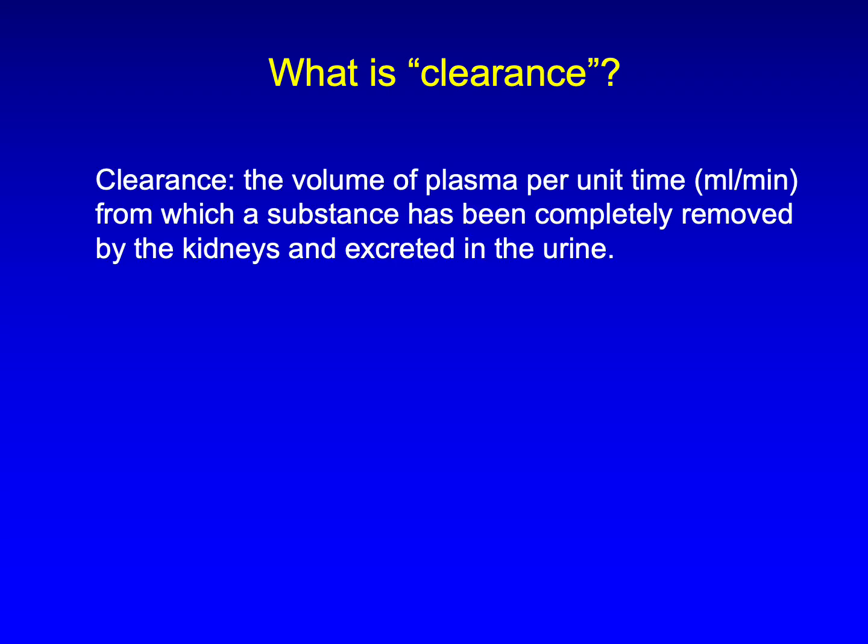The definition of clearance is the volume of plasma per unit of time, usually in mLs per minute, from which a substance has been completely removed by the kidneys and excreted in the urine. Say you have a toxin called X in your body and your kidneys are supposed to be getting rid of it. Each of the 2 million nephrons is working away, extracting molecules of X from the plasma and putting them in the urine, and you want to have a measure of how well your kidneys are doing at this process.